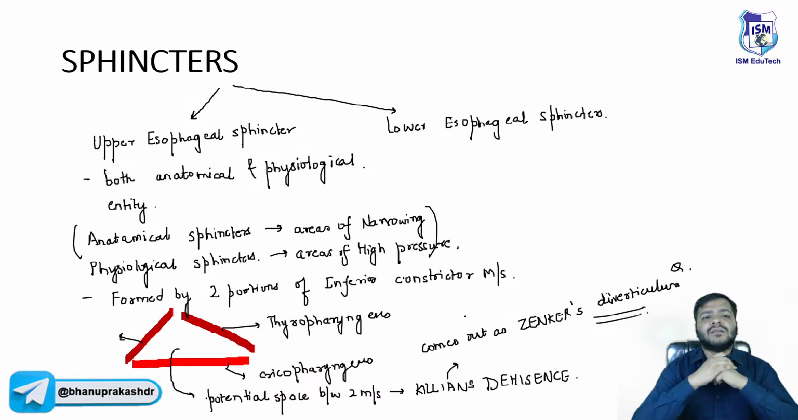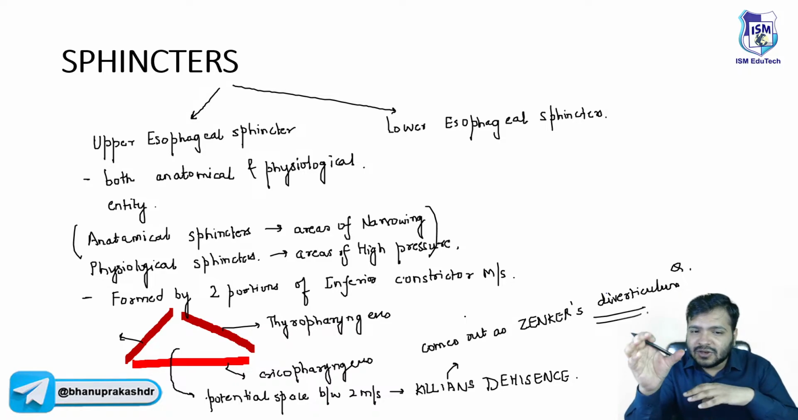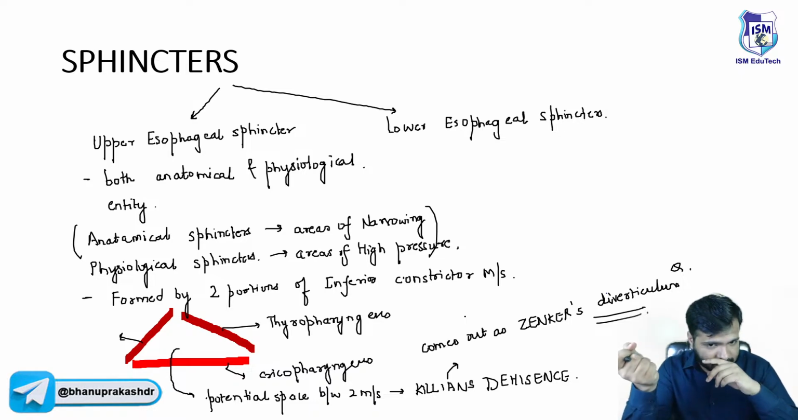The upper esophageal sphincter is both anatomical and physiological: an area of narrowing present, with constriction, which is obvious, and high pressure here, okay?